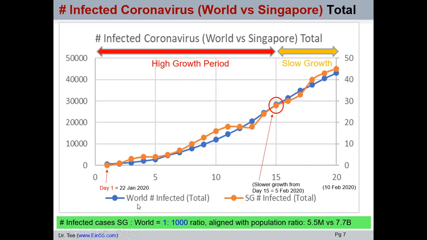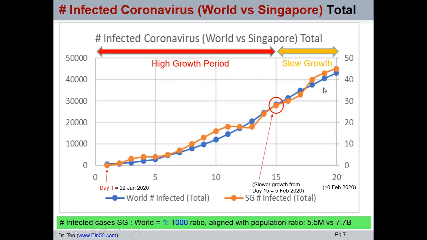The difference is just 1 to 1,000, and this is in fact aligned with the population ratio. Singapore has around 5.5 million people, versus the whole world, as of last year, around 7.7 billion. So this is roughly close to a 1,200 or 1,300 ratio. That kind of population difference is reflected in the number of cases infected.